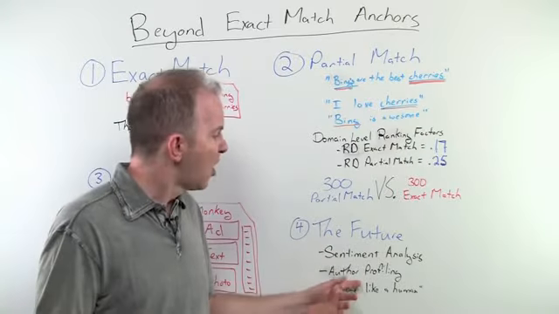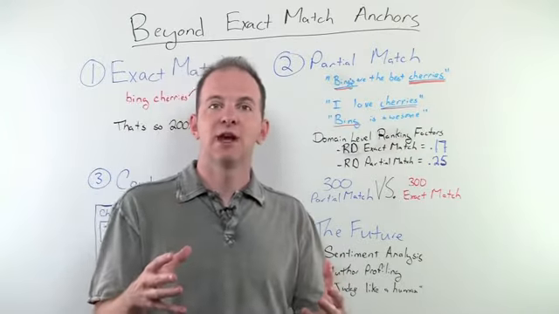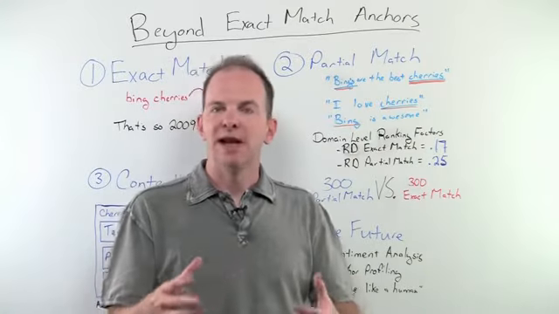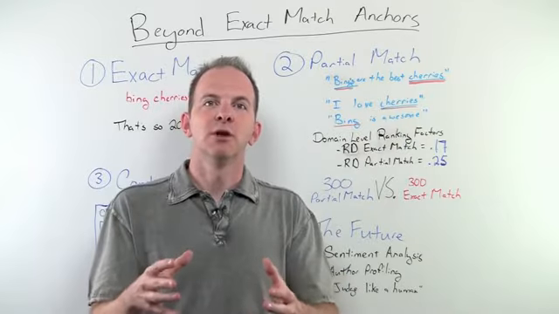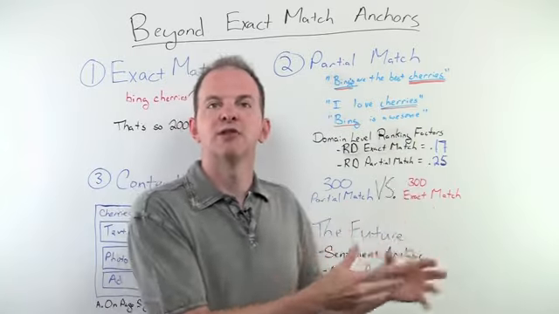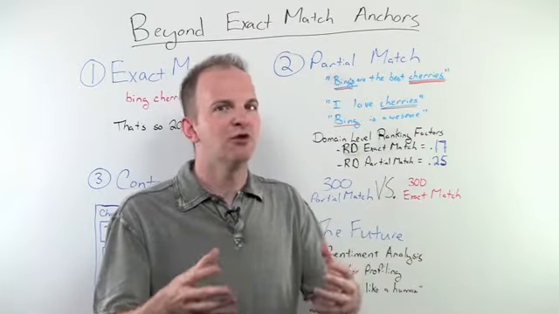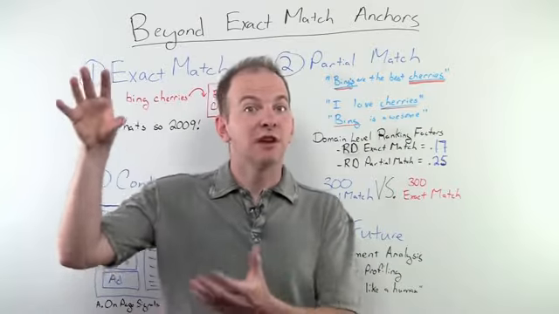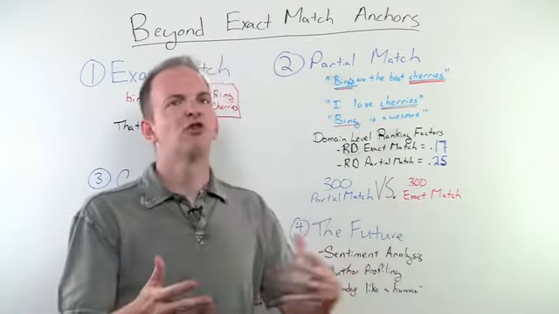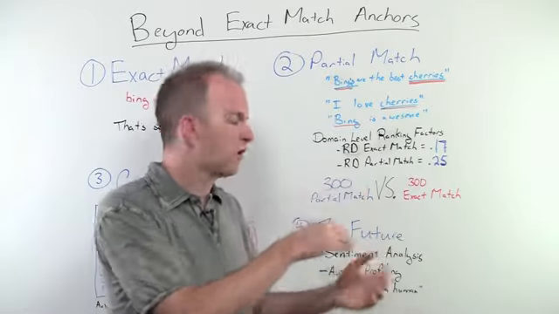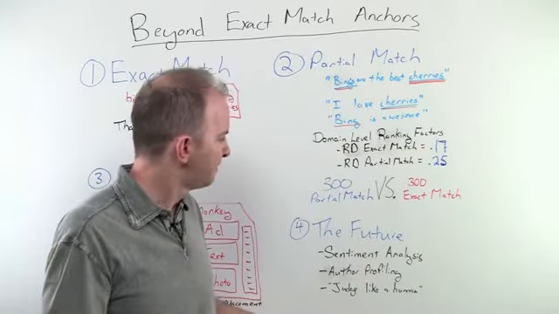Author profiling, the author tags that Google is using, they might be asking, is this person an authority? If Rand Fishkin links to you with anchor text about SEO, Google may in the future decide Rand Fishkin is an expert about SEO. That link is so much more important than Joe Schmo SEO because they know his author profile.